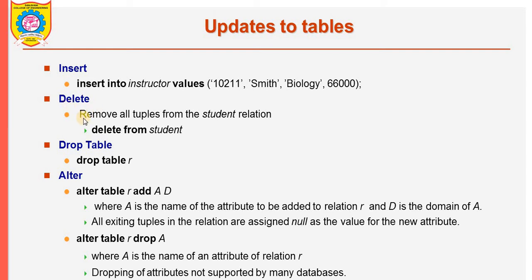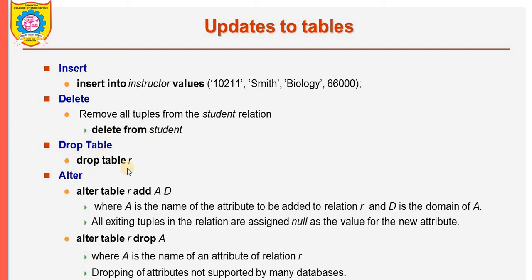Delete. The delete command is used to remove all the records from the student table or student relation. If you are writing delete from student, delete is a keyword or command, from is a clause, and student is the name of the table, so it will delete whatever records are in the student table.